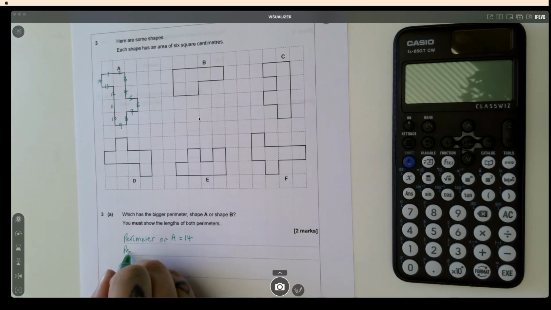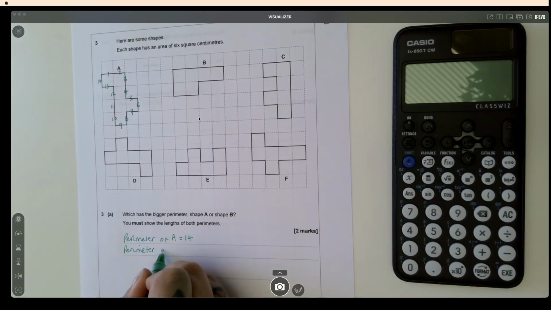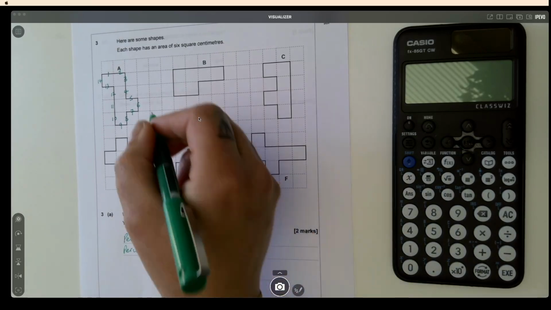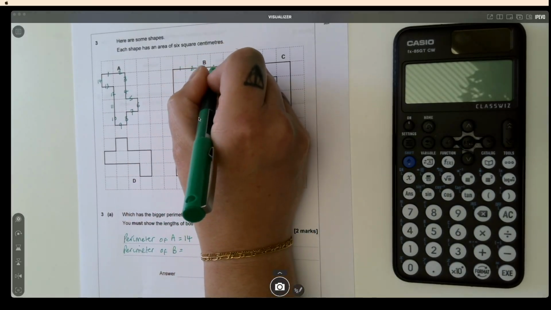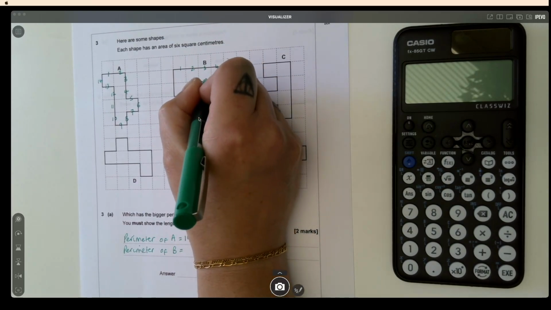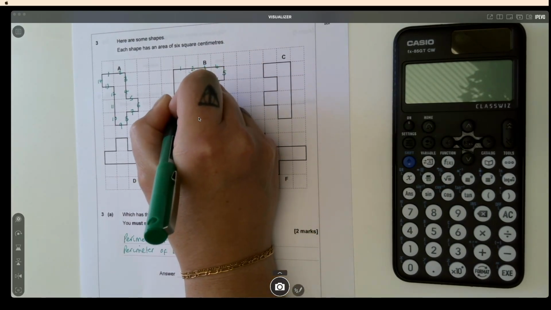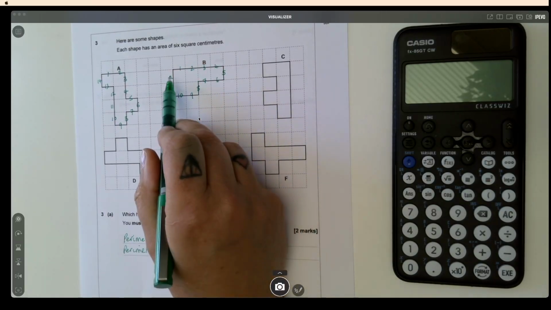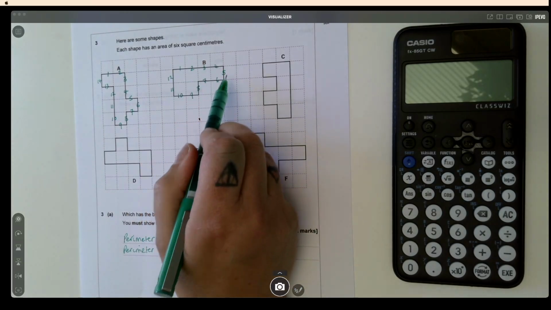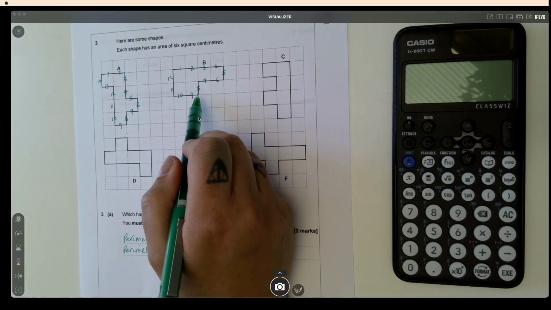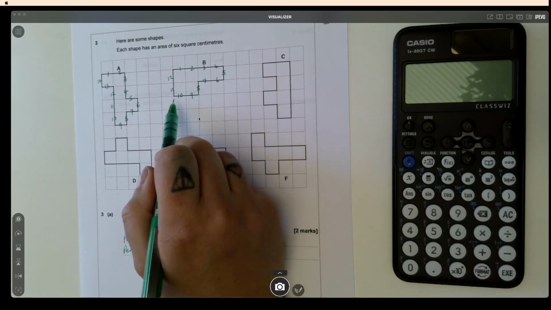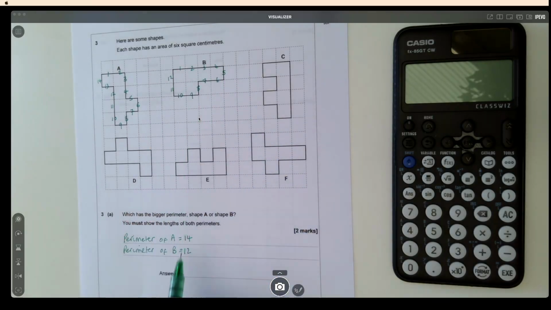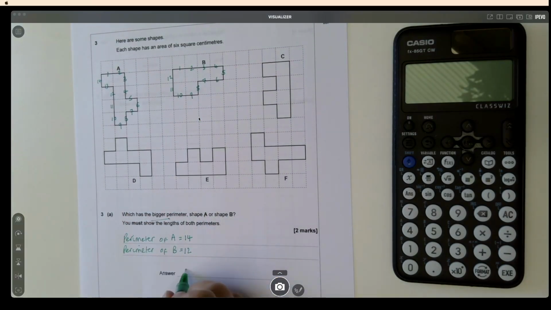We're now going to do the same but this time for B, so we can compare them. So 1, 2, 3, 4, 5, 6, 7, 8, 9, 10, 11, 12. Now I've numbered them as I was going round, 1, to make sure I didn't miss any of the sides of the squares, and 2, to make sure that if I lost my train of thought or I lost concentration, I didn't forget where I'd gotten to. So the perimeter of A is 14, the perimeter of B is 12, so the bigger perimeter is shape A.